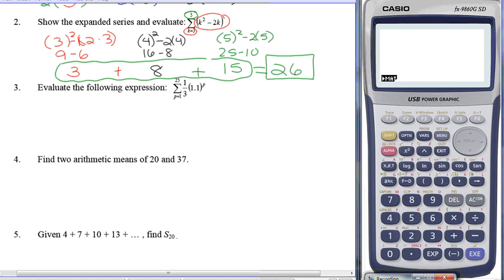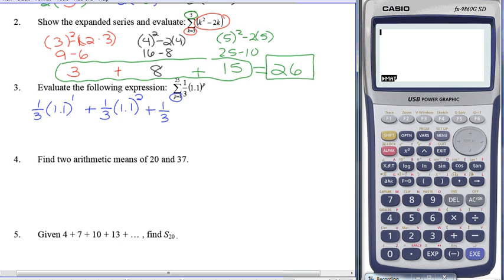Number 3 says to evaluate the following expression. I can tell when I look at this that it's geometric. Sometimes you guys can't notice that, and it's helpful to start out and write out a little bit of our pattern. So I can tell the first number I would plug in is a 1. So I'll write out 1/3 times 1.1 to the first power. The second thing I would plug in is a 2. So I'd have 1/3 times 1.1 to the second power.